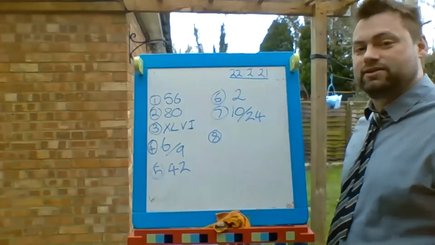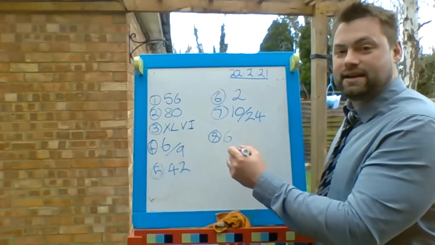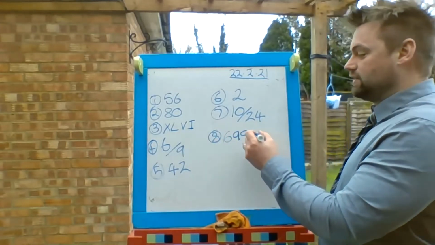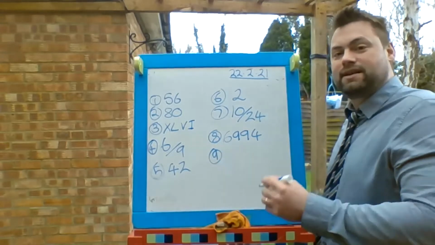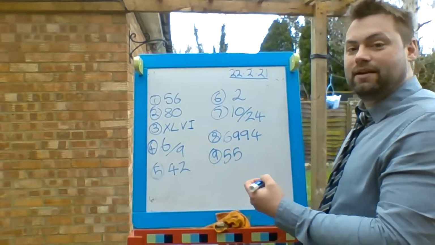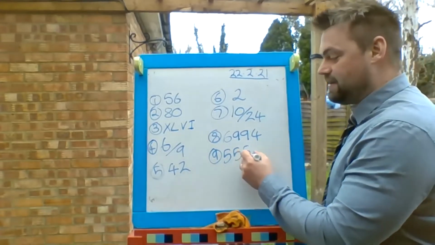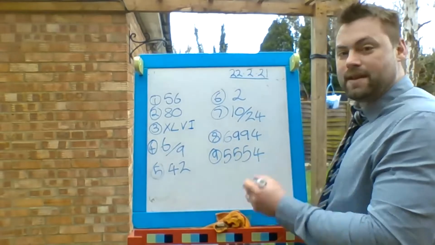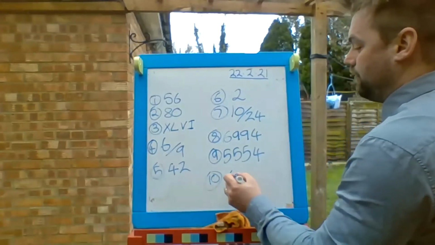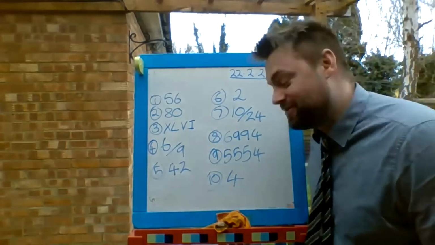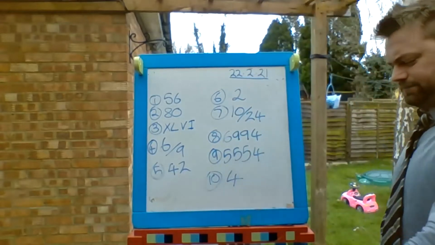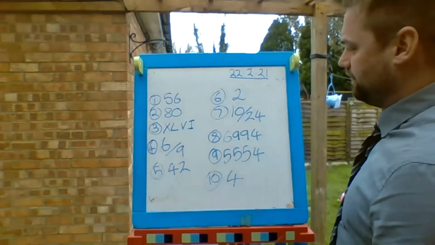4,562 add 2,432. So we add the thousands together first to give us 6,000. Then we add the hundreds to give us 900. Then we add the tens to give us 90. And then we add the ones to give us 4. We're now going to take away. So we take away the thousands first to give us 5,000. Take away the hundreds to give us 500. We take away the tens to give us 50. And then we take away the ones to give us 4. And then for question number 10, 24 divided by 6 is equal to 4. So well done if you got all of those questions correct. Mark them, and then we're going to move on.